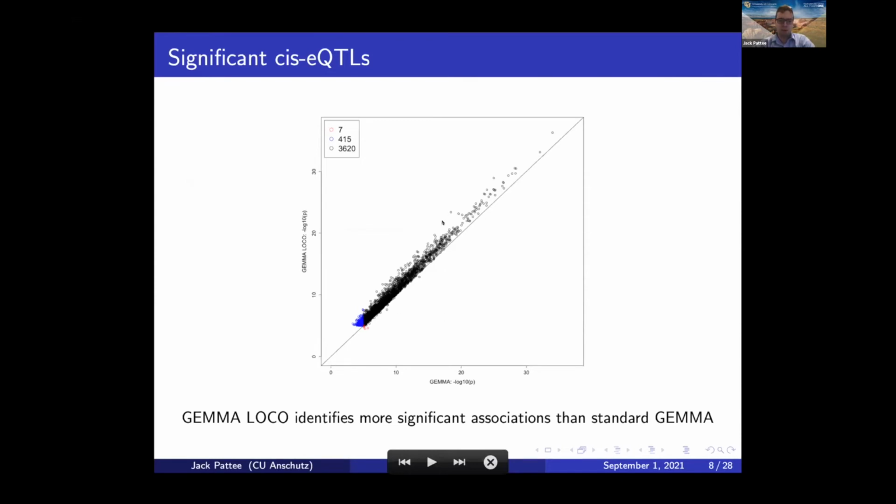We're operating under the principle that if a SNP is identified as significant with both of these methods, so all of these black points here, that's evidence that maybe that SNP is actually truly associated. So a method that finds a more significant association is maybe finding better evidence of a real signal. So this might be more evidence that the GEMMA LOCO actually does have better power than the standard GEMMA.